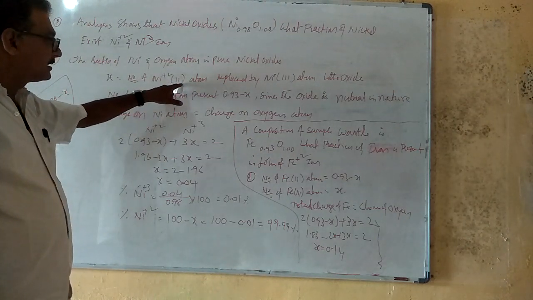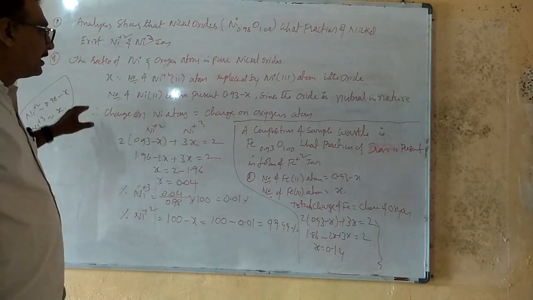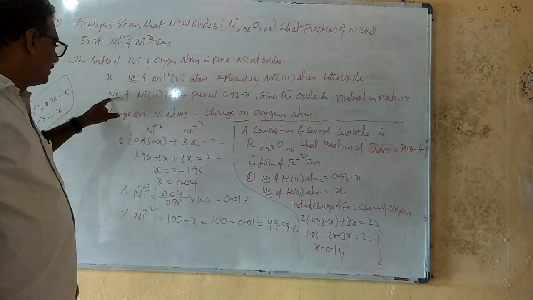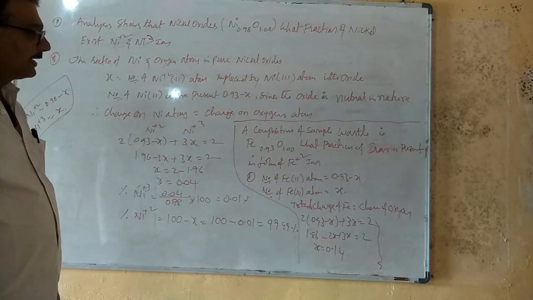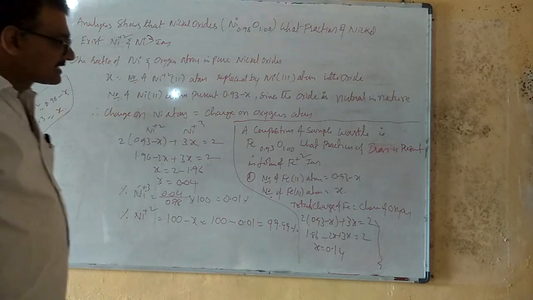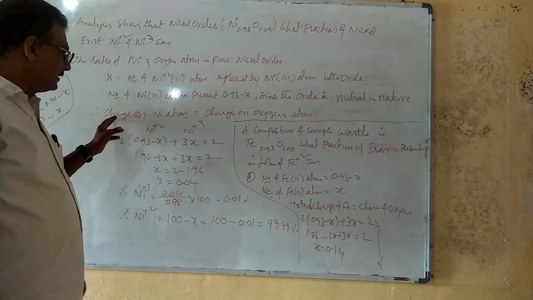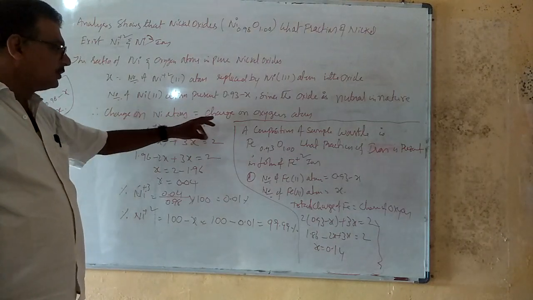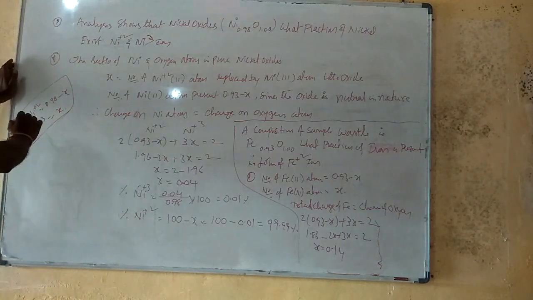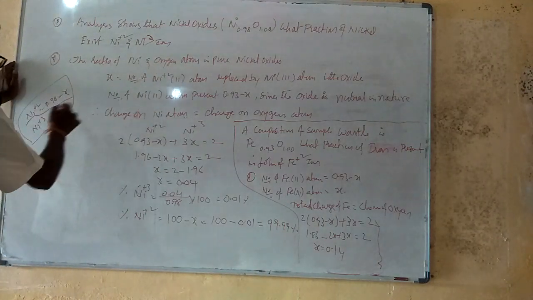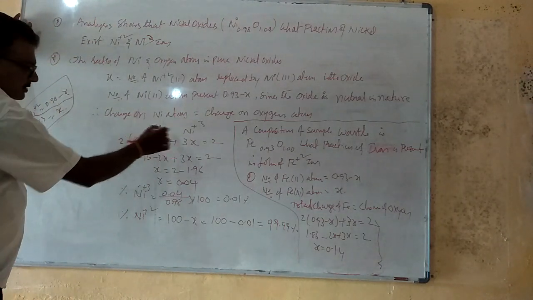Therefore, in the ratio of nickel and oxygen atoms in nickel oxide, let x be the number of Ni2+ ions replaced by Ni3+ ions in the oxide. The number of Ni2+ atoms present is 0.98 minus x, since the oxide is neutral in nature. Here the charge of the nickel atoms is equal to the charge on the oxygen atoms. Ni2+ is 0.98 minus x, Ni3+ is x, as I have taken.